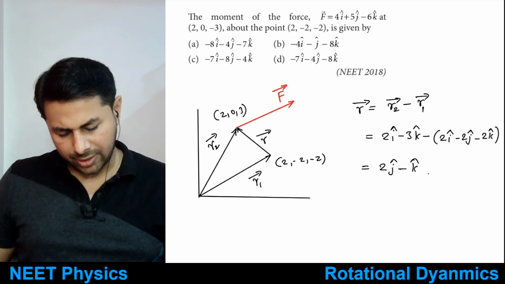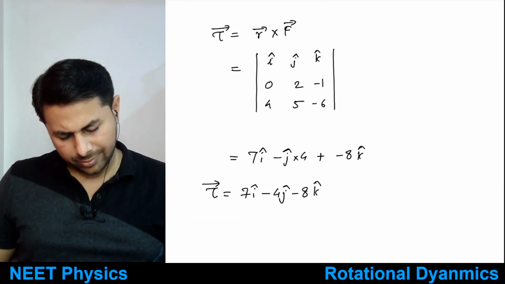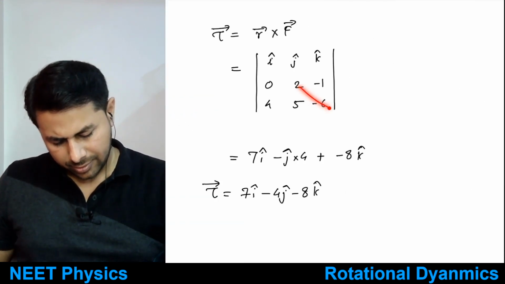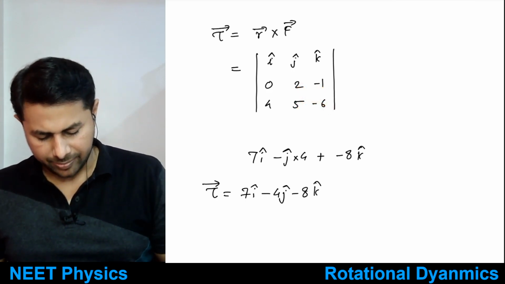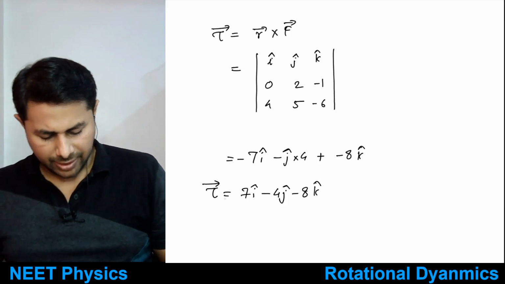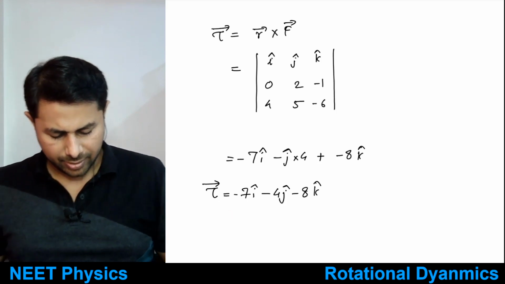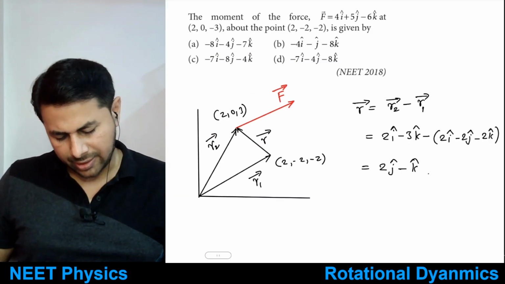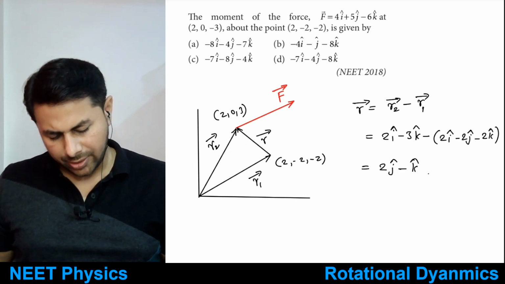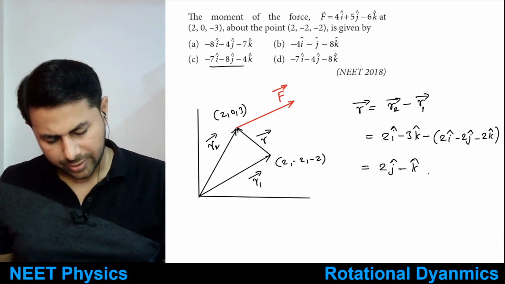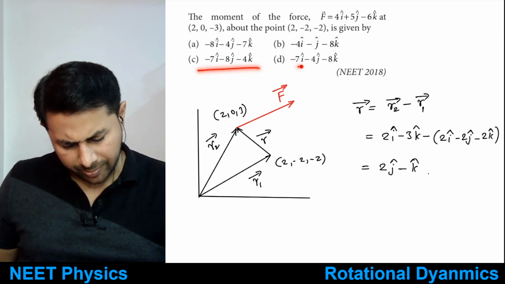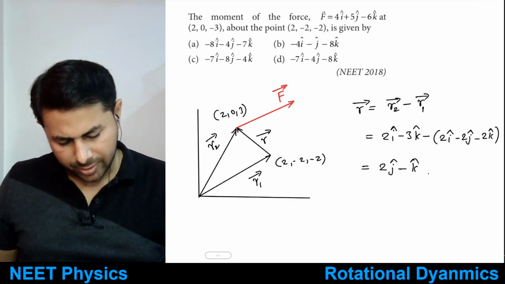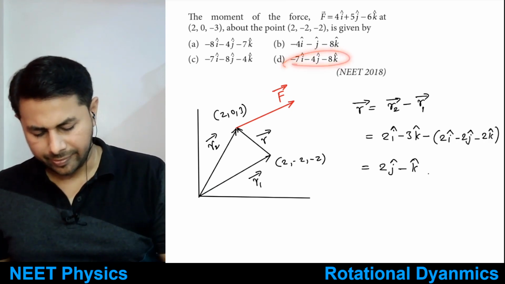If my calculation is correct, 7 i cap, no, it should be minus 7 i cap, minus 4 j cap minus 8 k cap, and that is option C or D. Both are same? No, this one, option D, right?